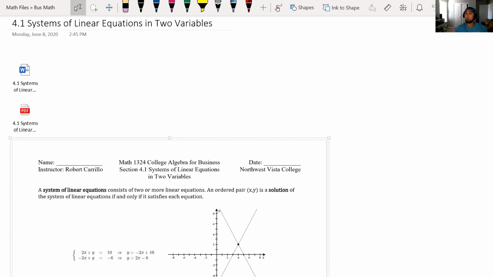One is to graph it. Two is to use substitution method. Three is to use elimination method. And four is to use matrices. So there are many ways to solve a system. Today, we are just going to focus on substitution and elimination.